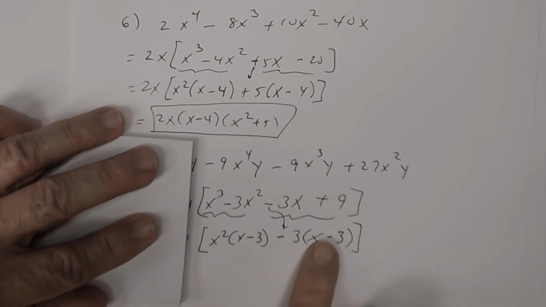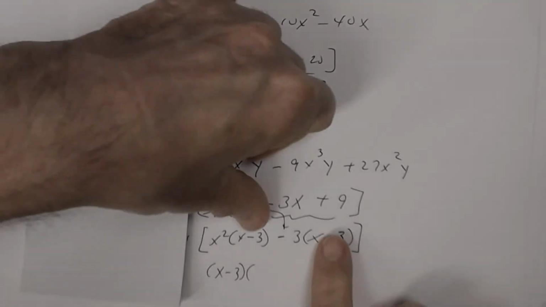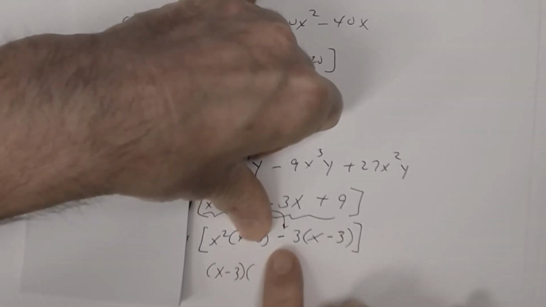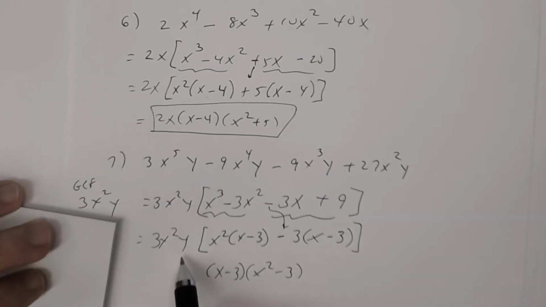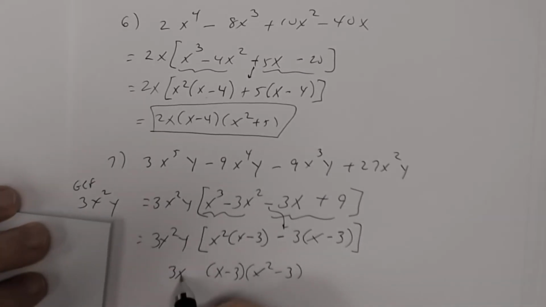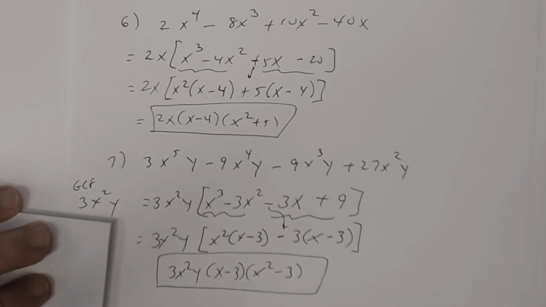All right, now look at what you see here. So what do they have in common? Well, they have an x minus 3 in common, so you're going to factor it out, just like this. And so when I factor the x minus 3, you're left with x squared minus 3. And don't forget, though, to bring down the GCF. So it'll be 3x squared y times x minus 3 times x squared minus 3. So that'll be your answer.